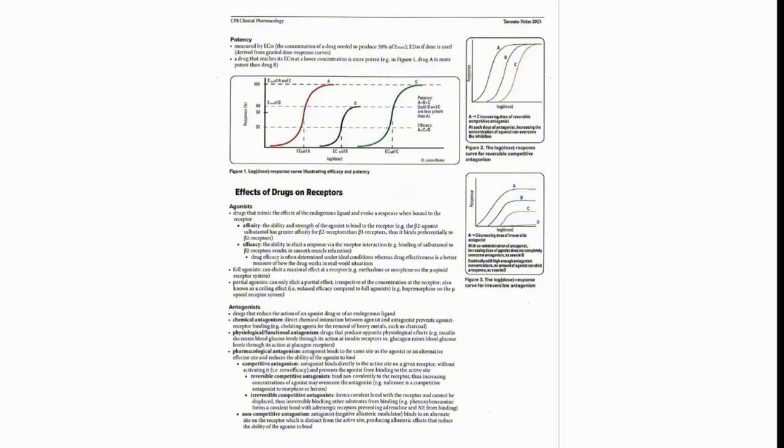Number 2, efficacy or intrinsic activity. Efficacy describes the ability of the bound drug to activate the receptor and produce a response. For example, when salbutamol binds to beta 2 receptors, it activates them, resulting in smooth muscle relaxation and bronchodilation. Notice the difference. Affinity determines binding, efficacy determines activation after binding. A drug may bind very well but still fail to activate the receptor.